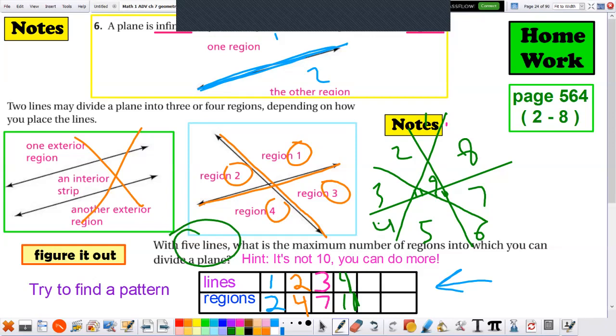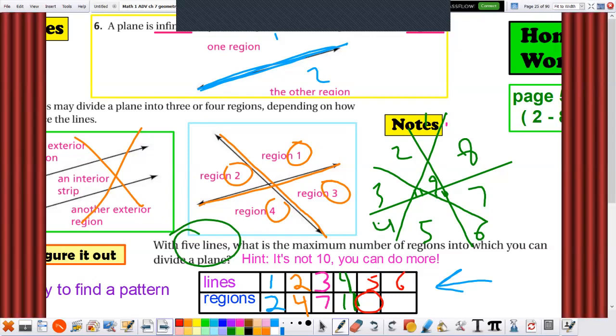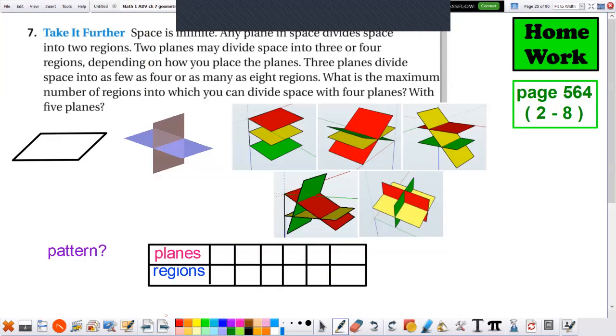Okay, so now, what if you did 5 lines? That's your question. If you had 5 lines, how many regions do you get? If you want, go for 6. Okay, that's number 6. Next question. Number 7, this is done with planes. We're gonna skip this one because it's kind of hard to do the pattern. So we're gonna skip this one due to our time.